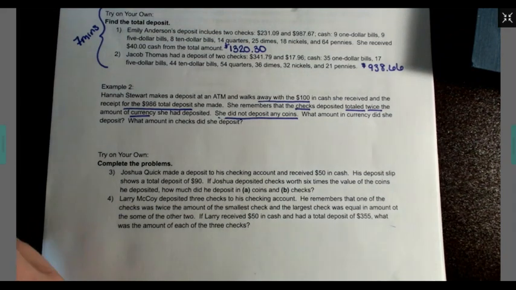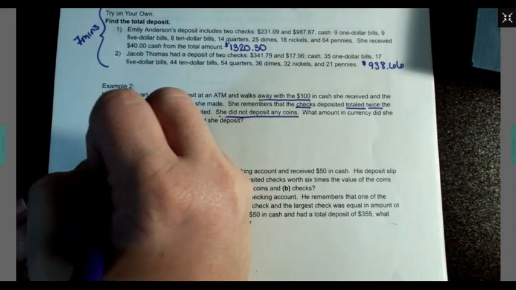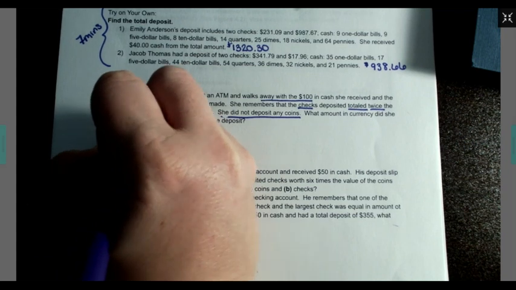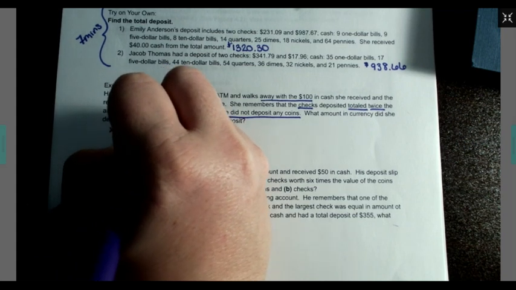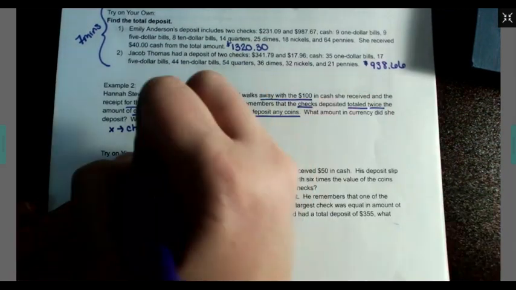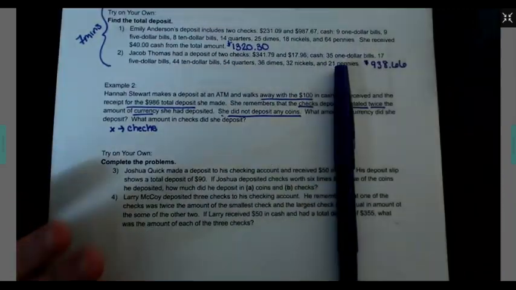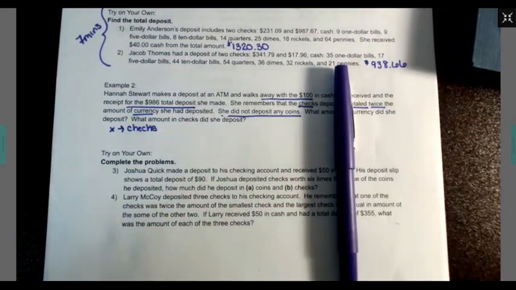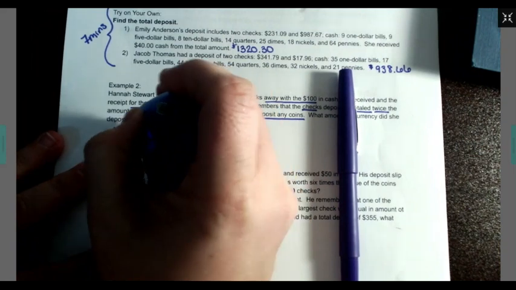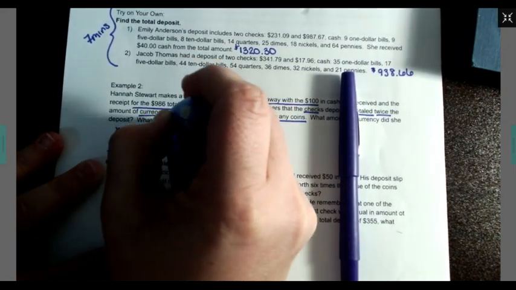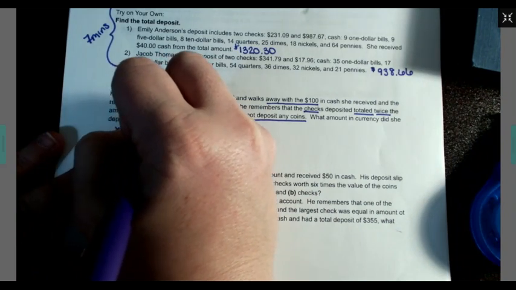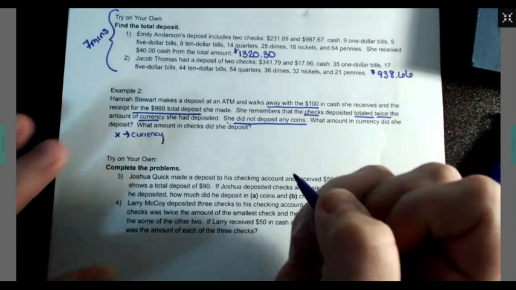Okay, so here's what I'm going to do. I'm going to first set up a variable. We're going to say that X represents my checks. Sorry, not my checks. I want it to represent my currency. Okay, X is going to represent my currency, so my paper bills.